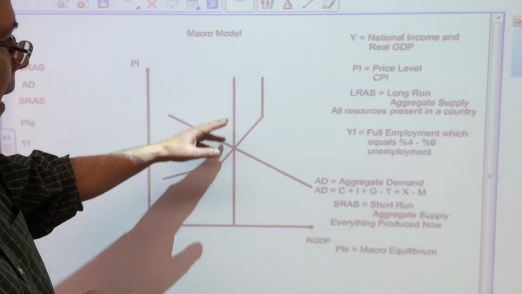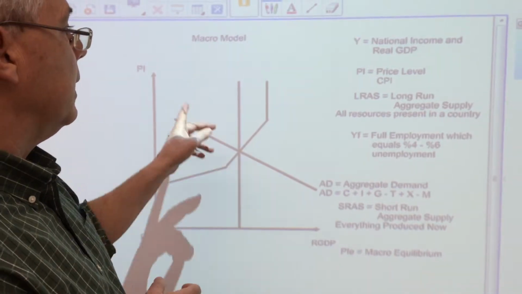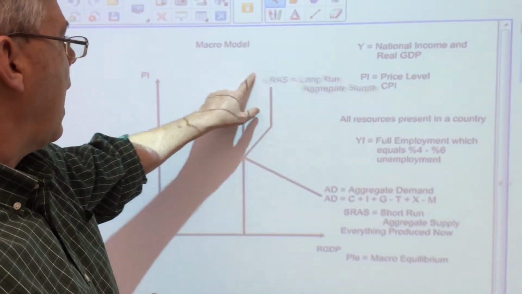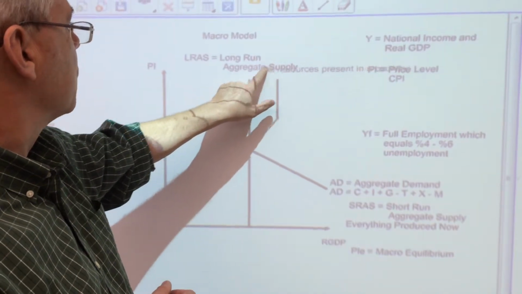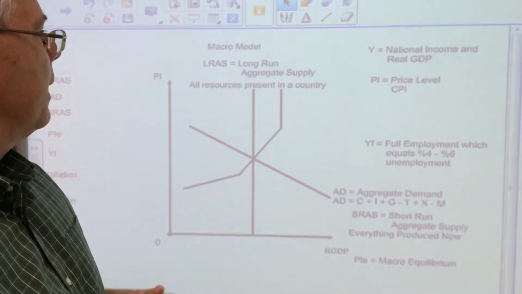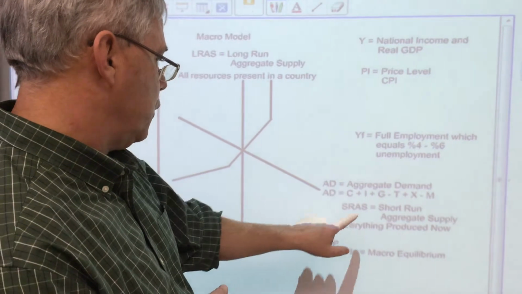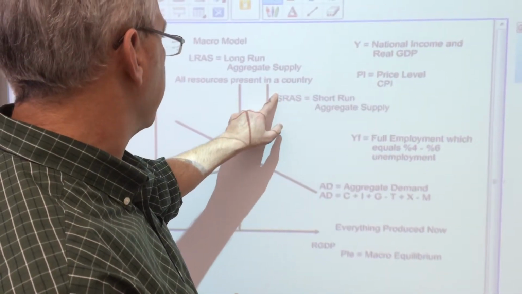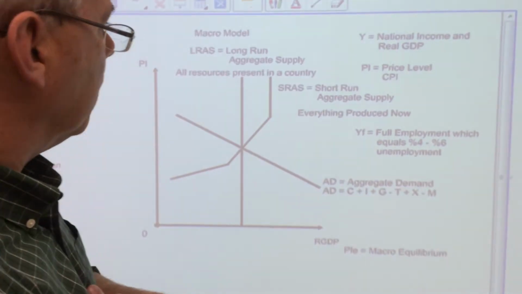This particular graph, perfectly inelastic supply curve, is going to be the long-run aggregate supply curve, and that represents all the resources available in a country at any given time. This odd-shaped curve is actually going to be the short-run aggregate supply curve, and that's going to be everything being produced in the economy right now.